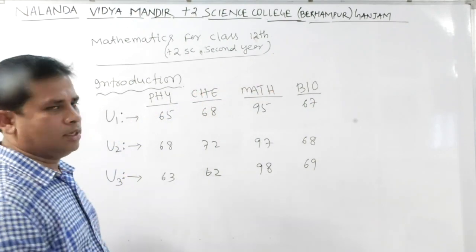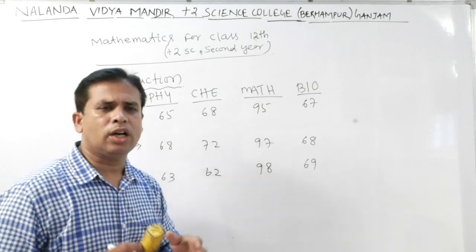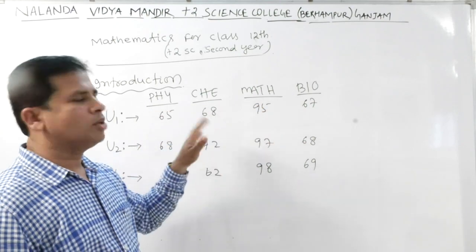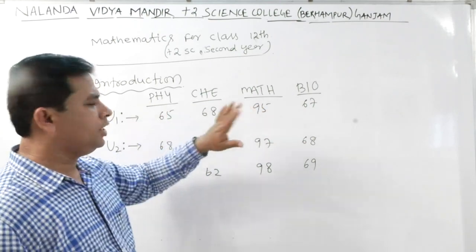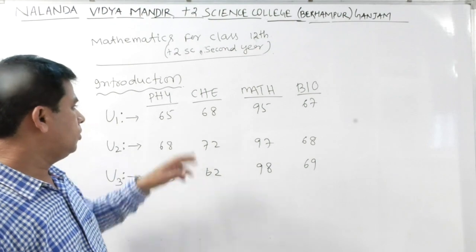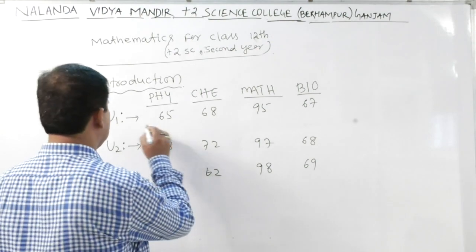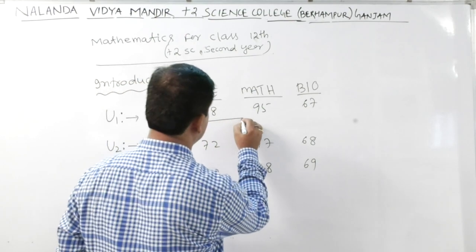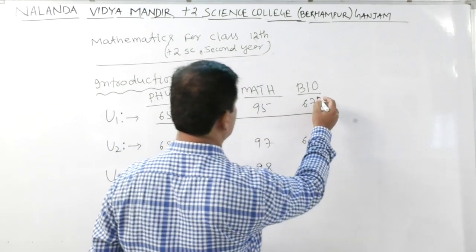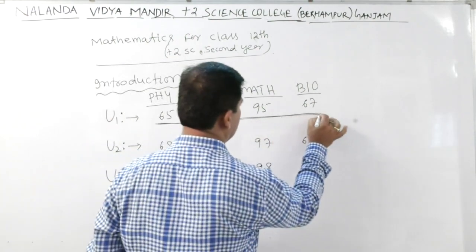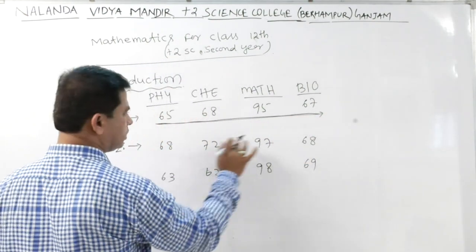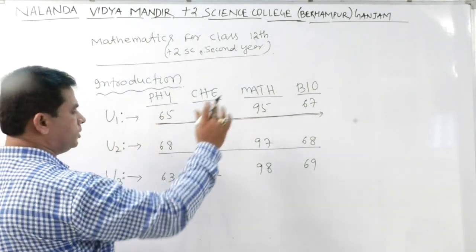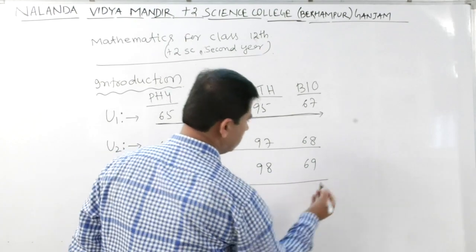From the above data, we observe that the data are arranged in some lines, but there are two types of lines. In the first unit test, your physics 65, chemistry 68, math 95, and biology 67 form one type of line. In unit test 2, all subject marks are in a line, and in unit test 3, all subject marks are also in a line.